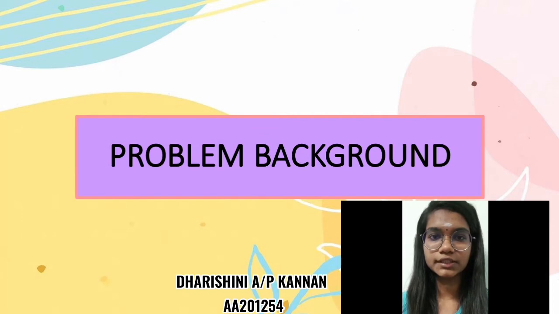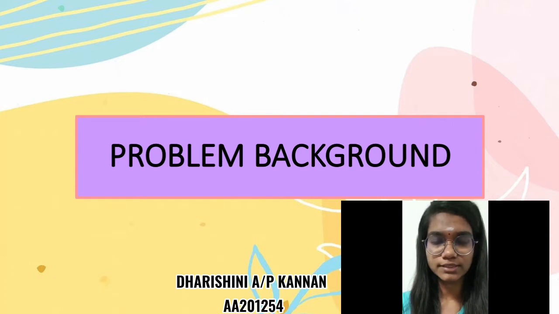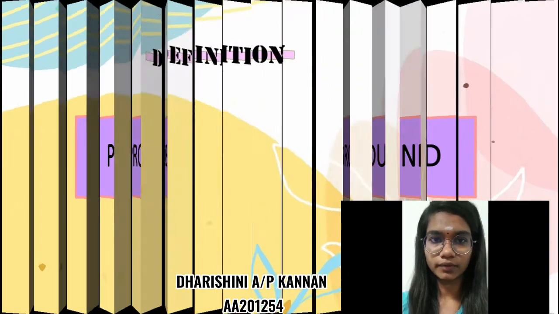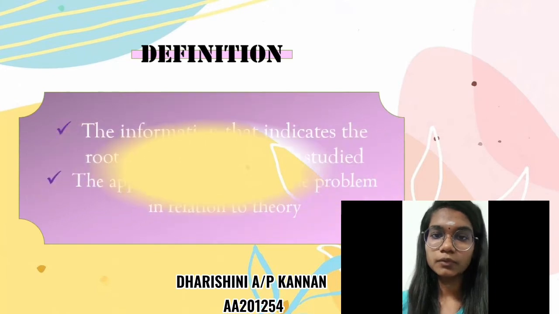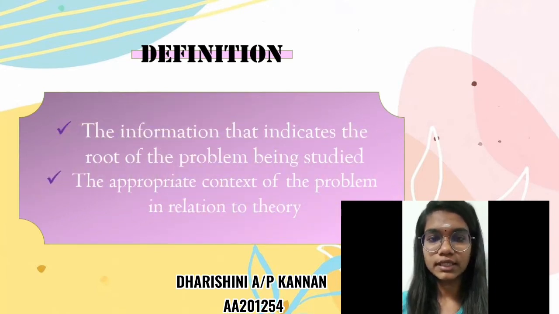Hi, I'm Dharishini, with matrix number AA201254. I will discuss the problem background of the two cases, case 7 and 8, in our project. Before I go further, let me give a simple introduction about problem background. Problem background can be defined as the information that indicates the root of the problem being studied. We can also say that it is the appropriate context of the problem in relation to theory.